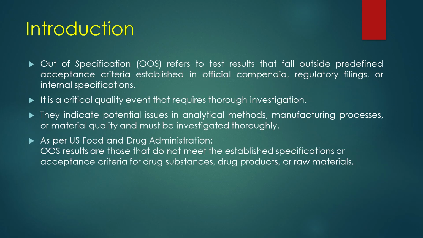Introduction. Out of specification refers to test results that fall outside predefined acceptance criteria established in official compendia, regulatory filings, or internal specifications. It is a critical quality event that requires thorough investigation. They indicate potential issues in analytical methods, manufacturing processes, or material quality and must be investigated thoroughly. As per the US FDA, OOS results are those that do not meet the established specifications or acceptance criteria for drug substances, drug products, or raw materials.